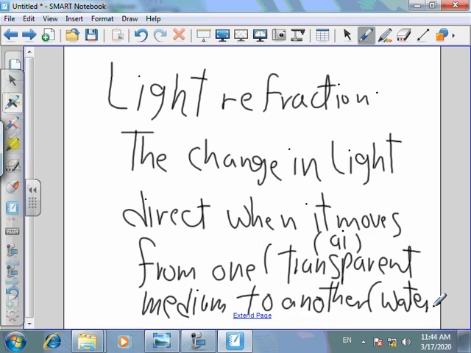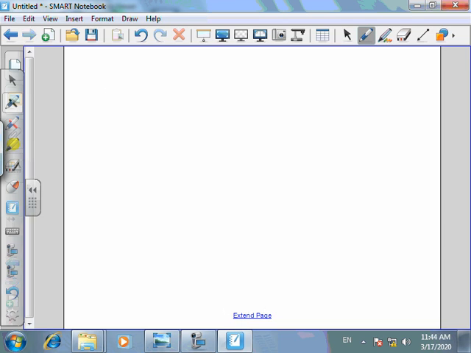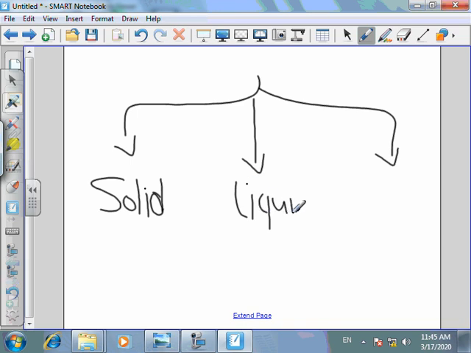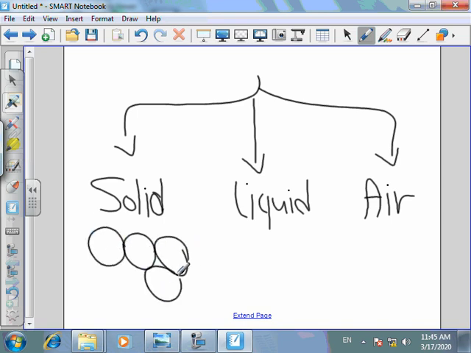Okay guys, why did this happen? We can explain it by using the three states of matter. Guys, we have three states of matter and we have drawn them so many times this term. One of them is solid. The other one is liquid. The last one is air. Here is the molecule of solid. They are stuck together, and they are opaque. The light can't move through them.